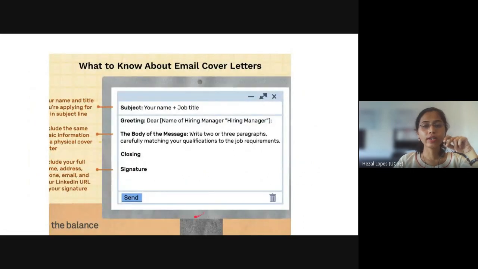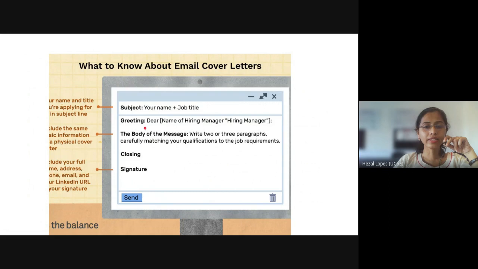Okay, so here I have given just an example. Subject: your name plus job title. Suppose I am Hazel. So what I will say is, Hazel Lopez wants to apply as an assistant professor in the computer engineering department. That can be my subject. So without reading the email, my hiring manager will come to know that this person wants to apply for teaching in the department of computer engineering.